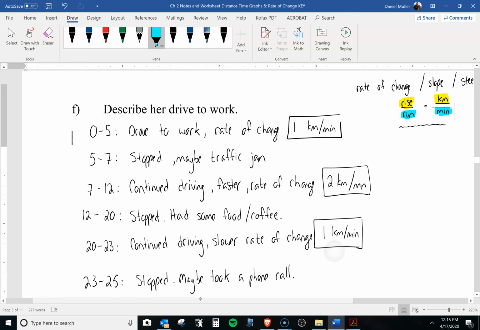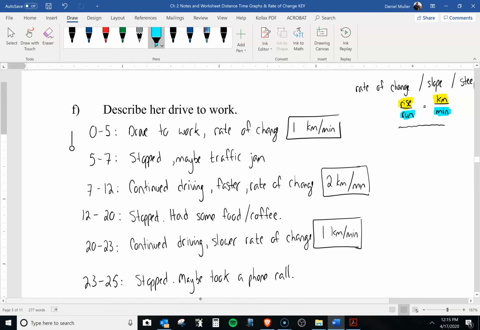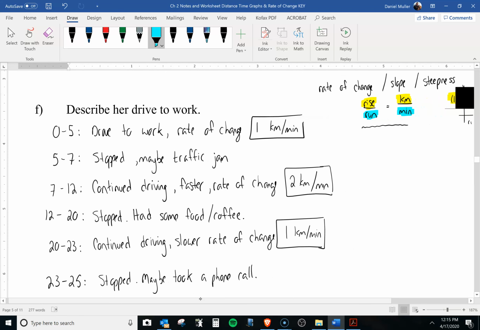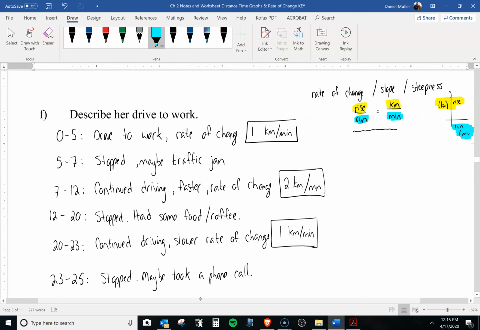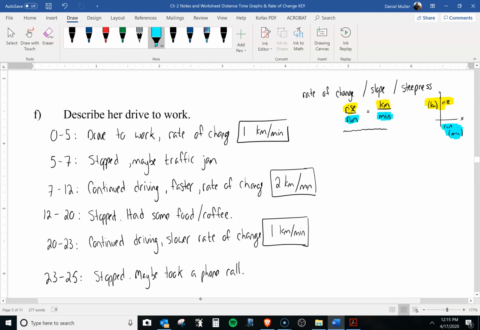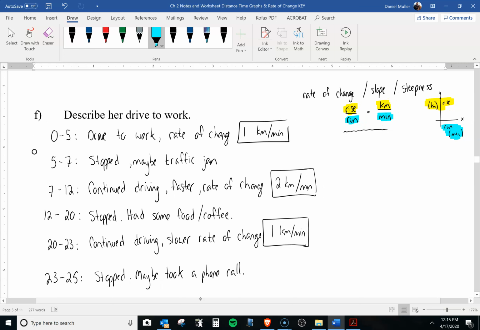So I'm going to zoom this out here for you to copy this down. But this is what I'm hoping for when you do these sort of things. When you have to describe some sort of event like this, you're going to use the rate of change. And so you can see that I've used the rate of change in there. And then I've just made up some things to describe what could have possibly happened.